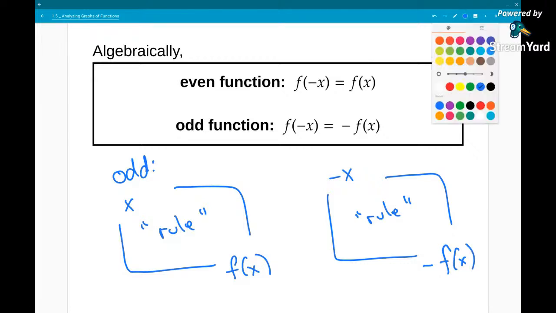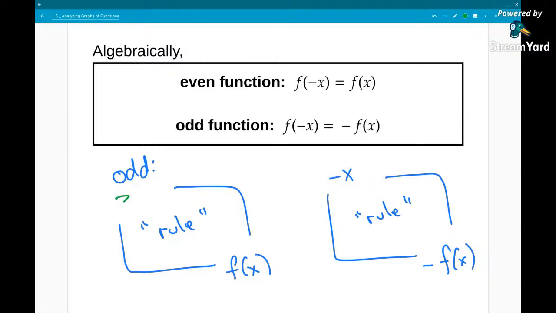So to be a little less abstract, again, if we input 3 and we apply some rule, this outputs 7, then we should input negative 3 and expect to get back negative 7. That's what it means to be odd. That's what that's saying there.